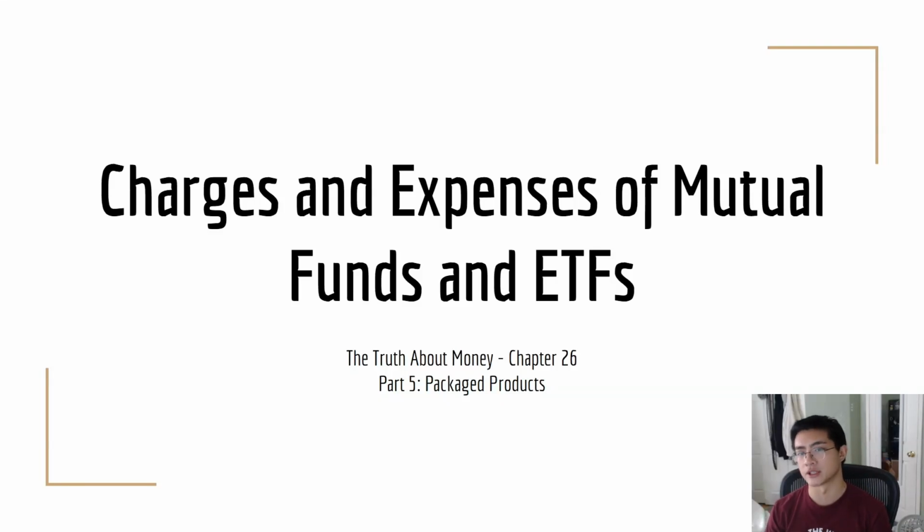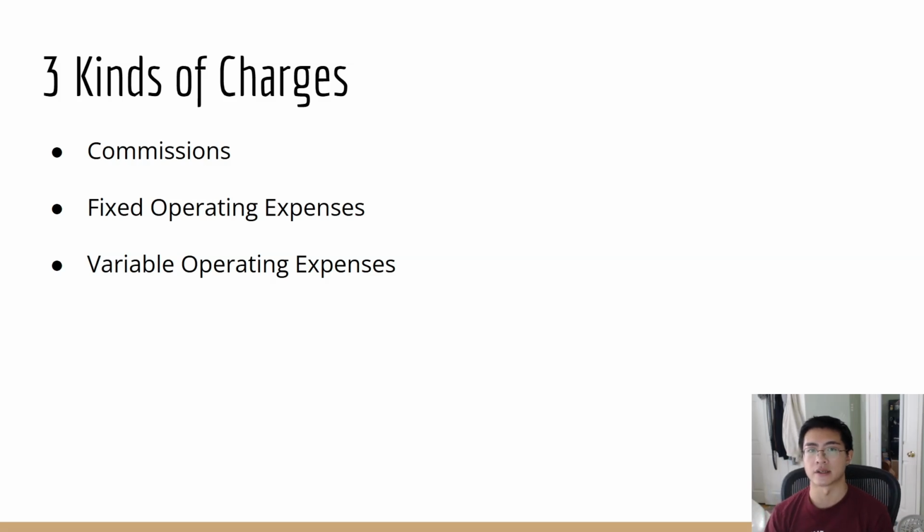Today we'll be talking about the charges and expenses of mutual funds and ETFs. Again, the information here is sourced from the book The Truth About Money by Rick Edelman. So getting started, there are three kinds of these charges: commissions, fixed operating expenses, and variable operating expenses.